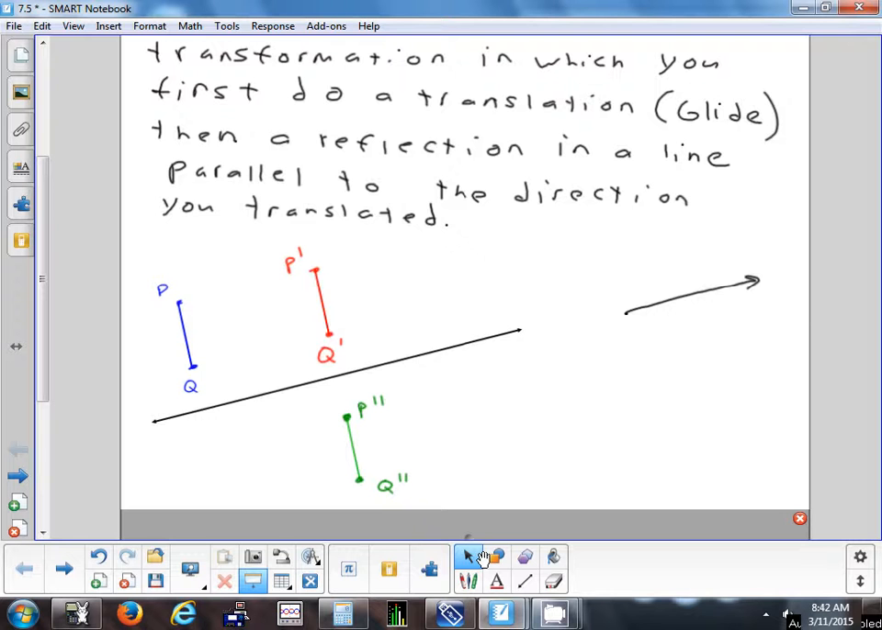So if I translated something straight down, my line of reflection would go straight up and down. The line of reflection goes in the same direction as the translation. Generally, the colors that they're going to use are blue, red, green. Blue is the original. Red is the first transformation. Green is the second. So I translated P to P prime, Q to Q prime, and then I reflected.